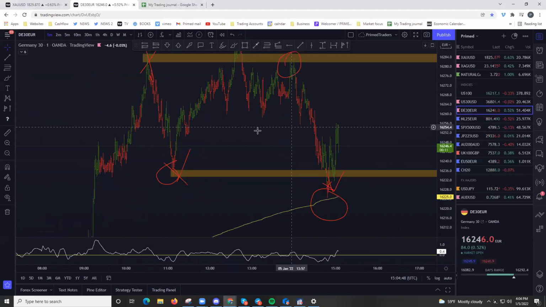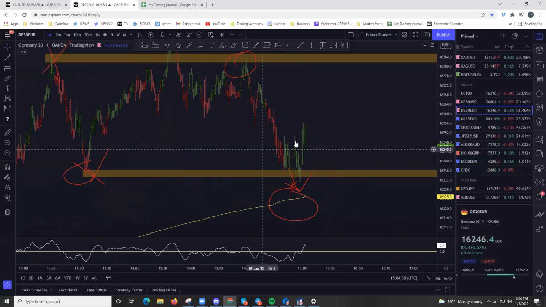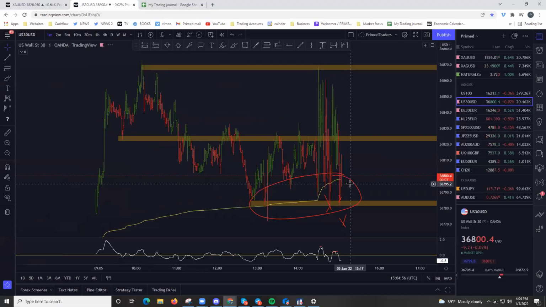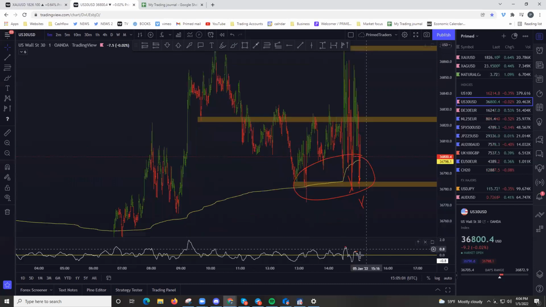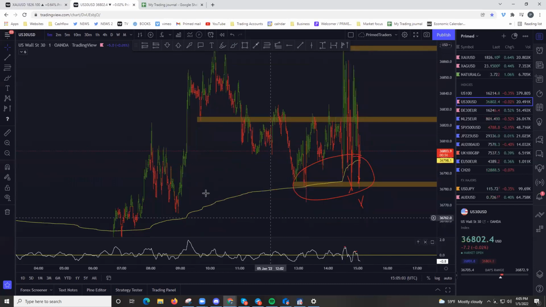Please, can you zoom out this chart a little bit where you said it's forming a double bottom, please? US 30. Yes, sir. I'm talking about the MACD down here. Oh, okay, you were talking about the MACD. Yeah, I'm talking about this and this.